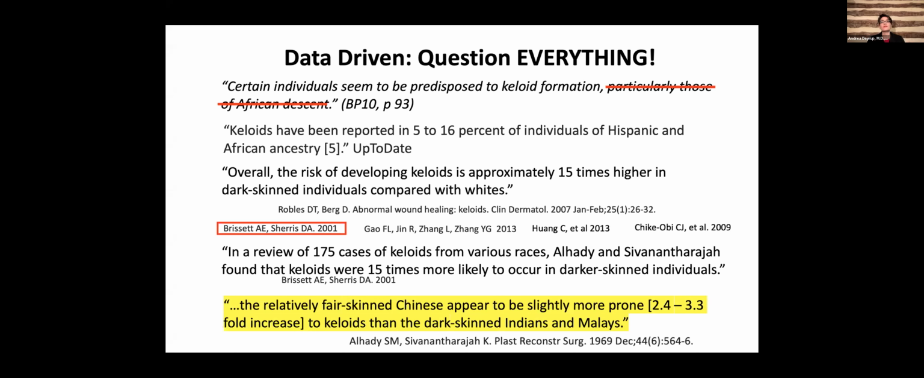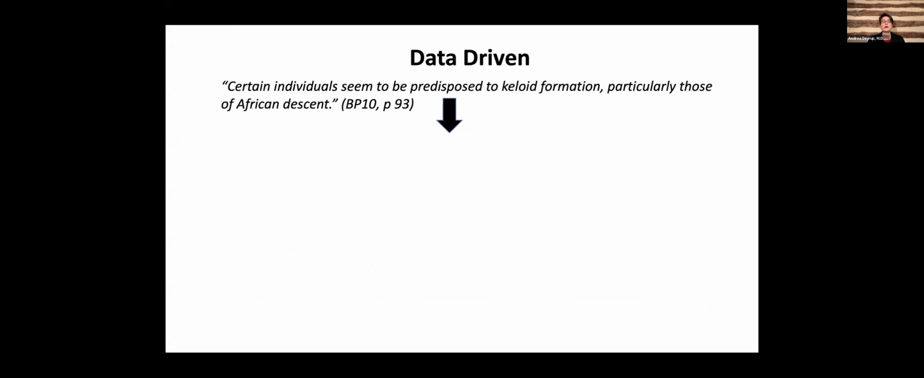But this factoid, this falsehood, has now been propagated through the literature. So after I presented all of this to my author, this is what we came up with. Keloid formation seems to be an individual predisposition. And that is true. But I would go a step further to say, why is this even relevant?